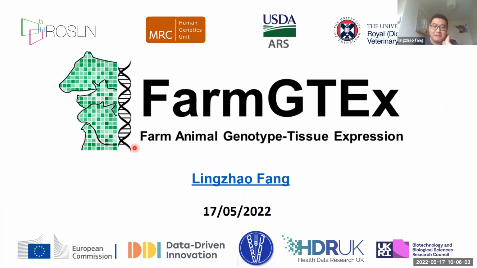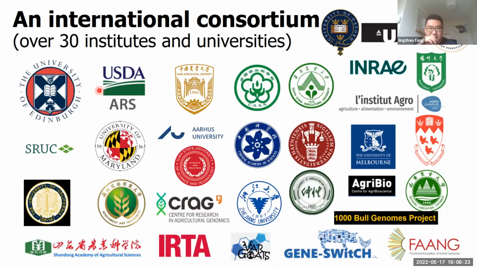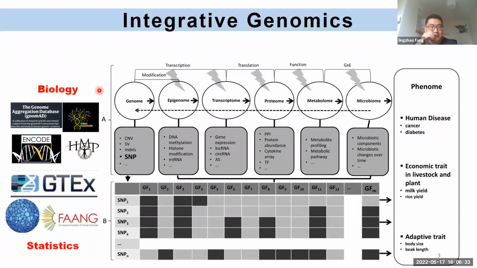And today I'm going to talk about some results from this project, the international collaboration. So trying to understand the genetic variants that are associated with gene expression across multiple tissues in the farm animal species. And this is just the institutes that got involved in terms of data contribution or data analysis. And this is just some background about why we need to consider the molecular phenotypes.